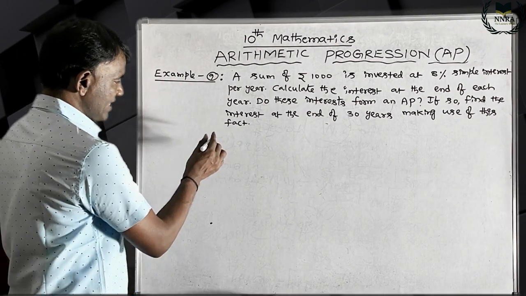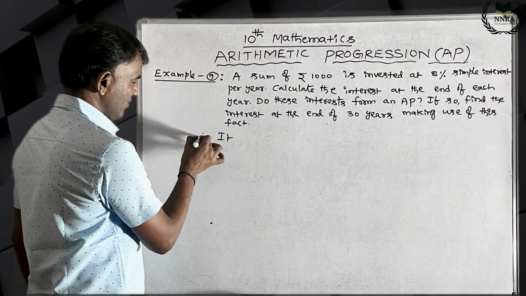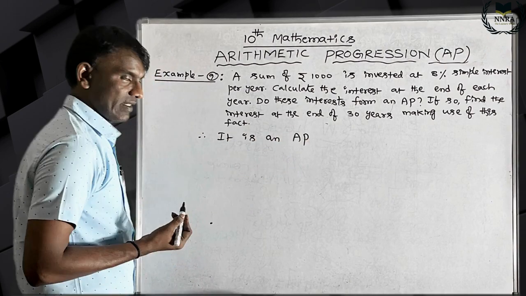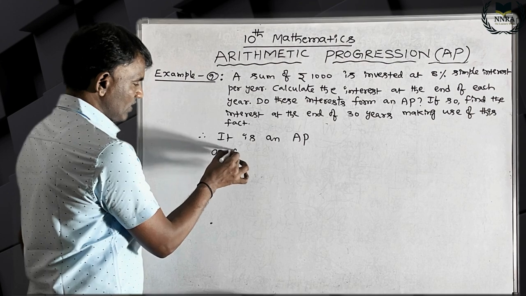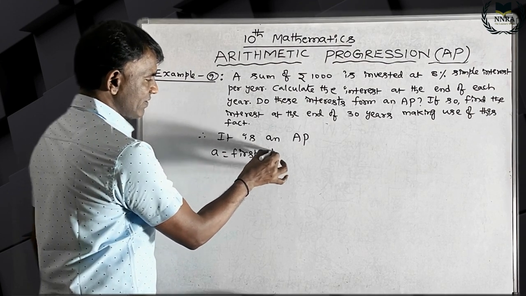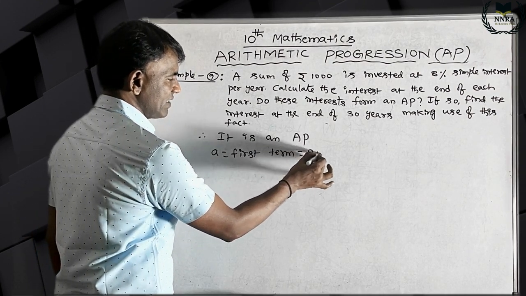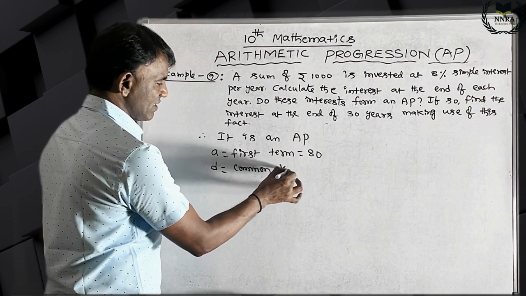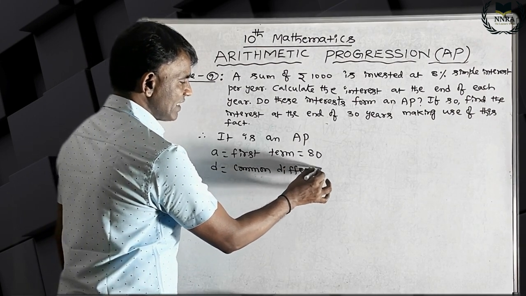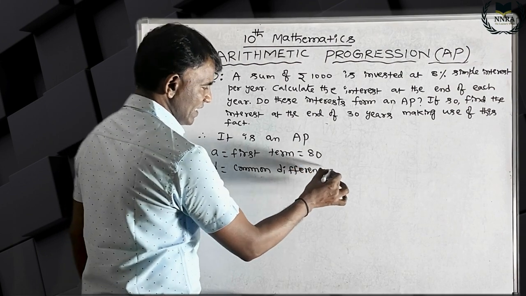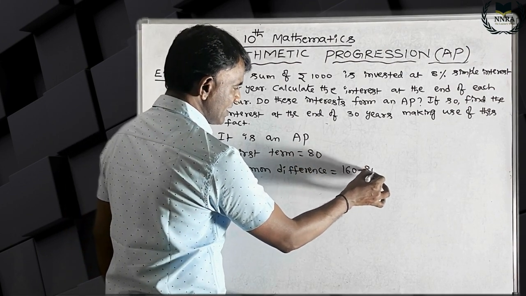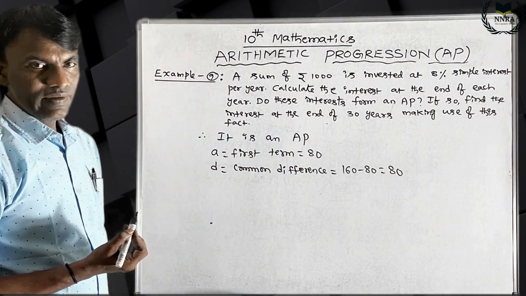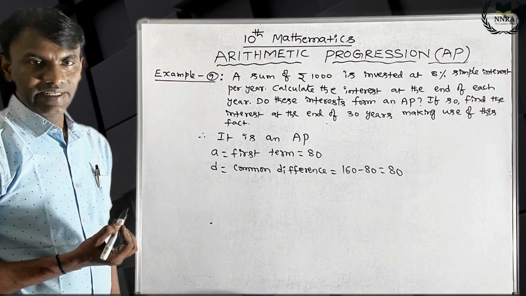Okay, now this is the next step. Therefore, it is an AP. Now a equal to, what is that first term? What is that first term value? That is 80. And d equal to common difference, right? So this can be written as second term minus first term. Second term is 160, then minus 80 equal to 80. Okay. Now we find interest at the end of 30 years.